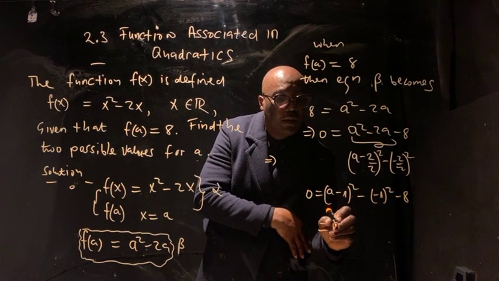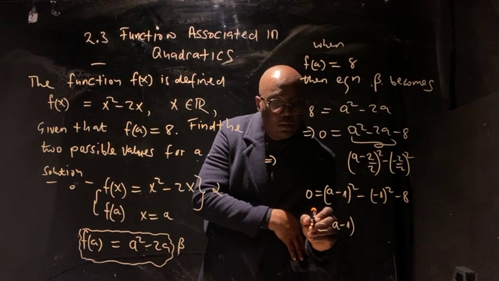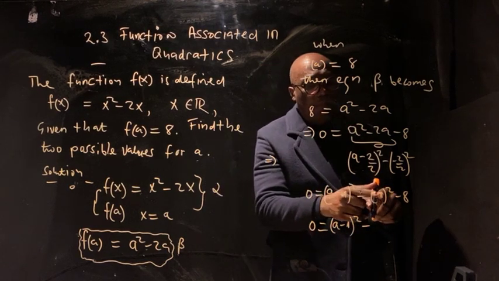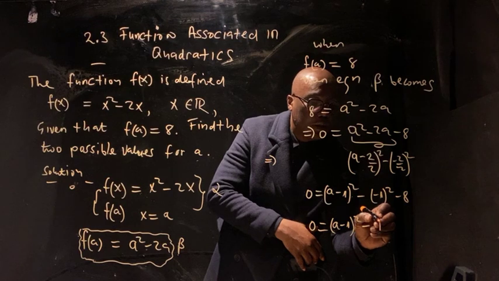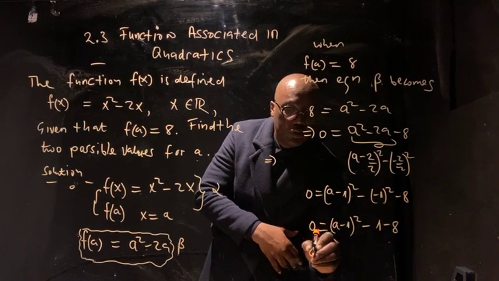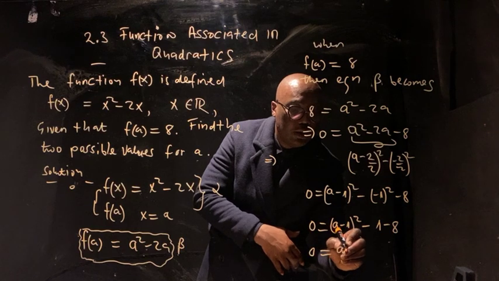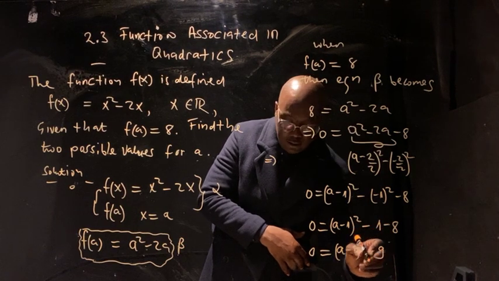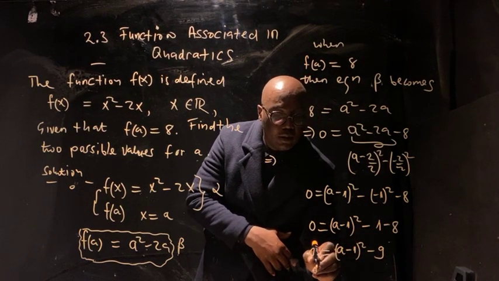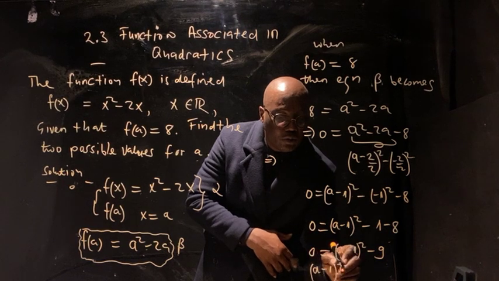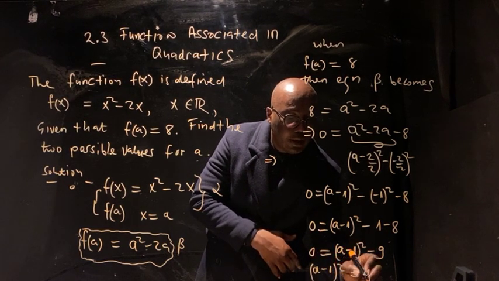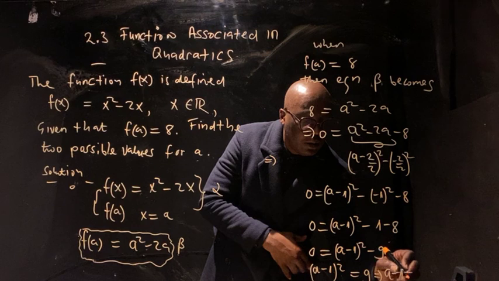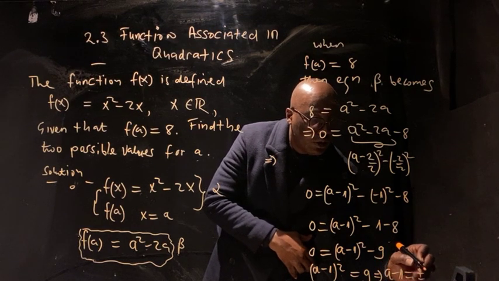We have a minus 1 square minus, you see, minus 1 square is 1, so it's 1 minus 8. 0 equals a minus 1 square minus 9. So we have a minus 1 square equals 9, which implies a minus 1 equals plus or minus the square root of 9.